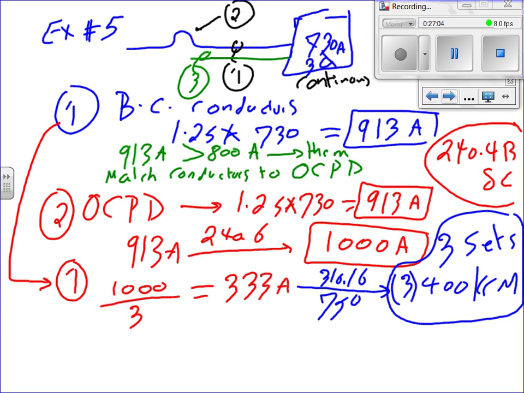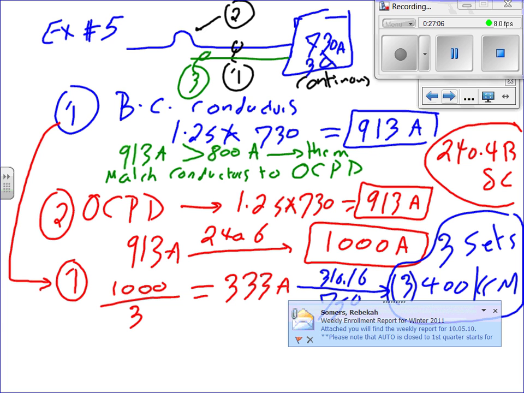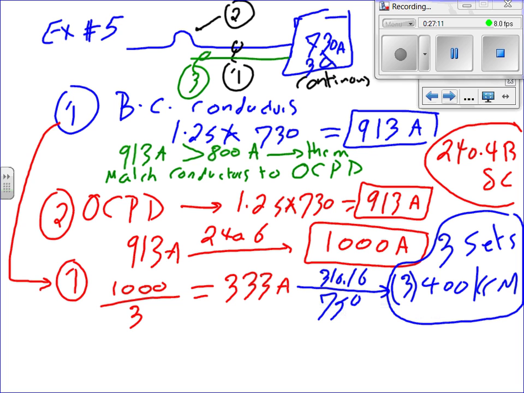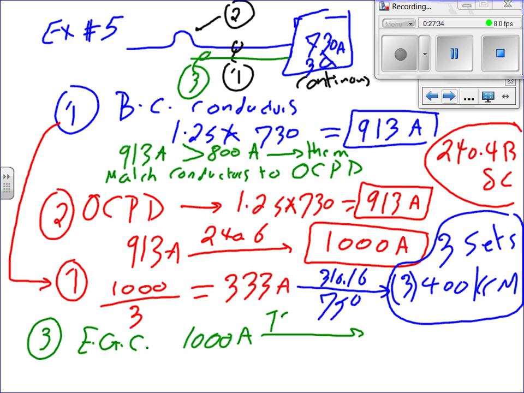You guys are taking care of that. Okay. Let me size the equipment grounding conductor, guys. Don't forget the equipment grounding conductor for this piece of equipment. How do we size the equipment grounding conductor? Based on the overcurrent protection device. Again, here's my 1000 amp. Take the 1000 amp to Table 250.122. That will get you a healthy number.